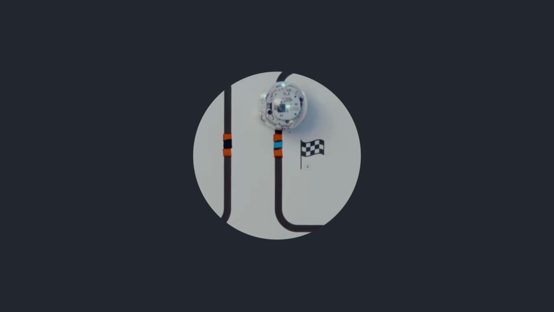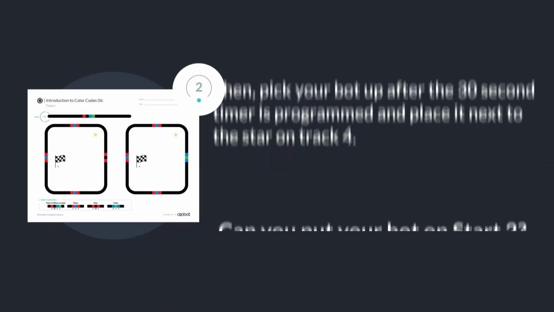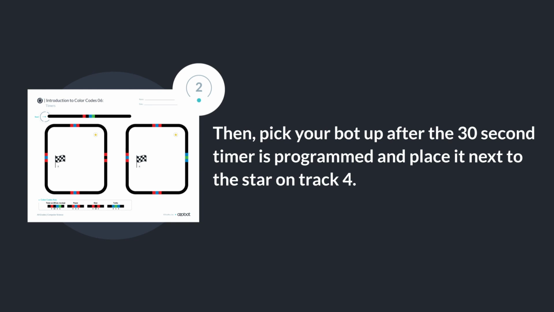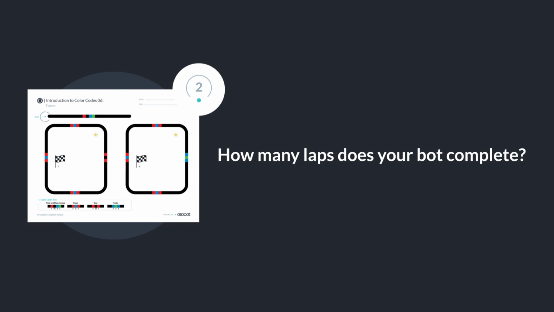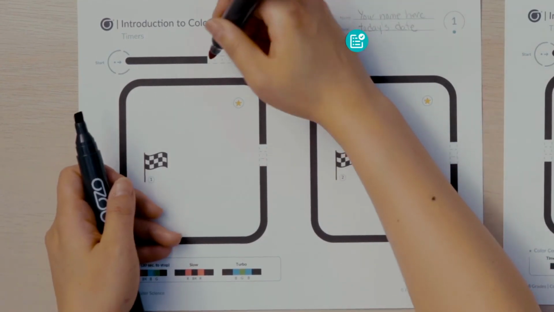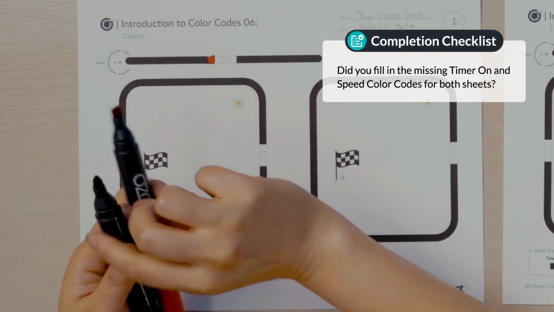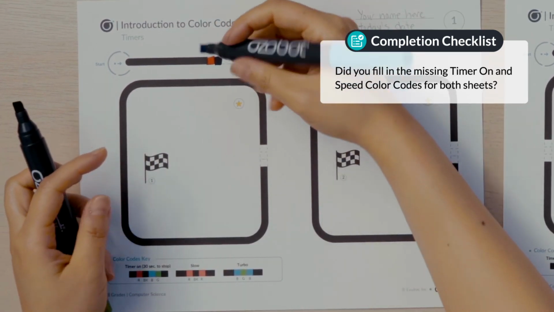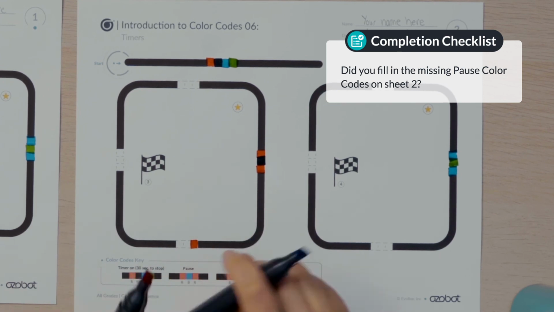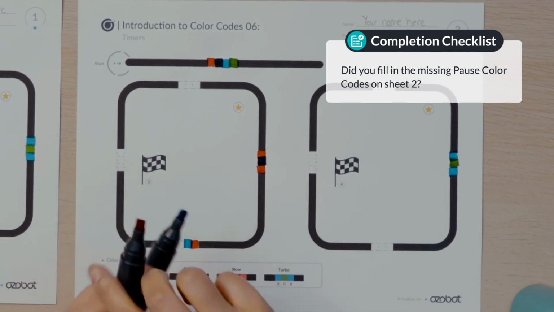Can you put your bot on start? Then pick up your bot after the 30-second timer is programmed and place it next to the star on track 4. How many laps does your bot complete? Way to go programming your bot to run following different timers. Did you fill in the missing timer on and speed color codes for both sheets? Did you fill in the missing pause color codes on sheet 2?